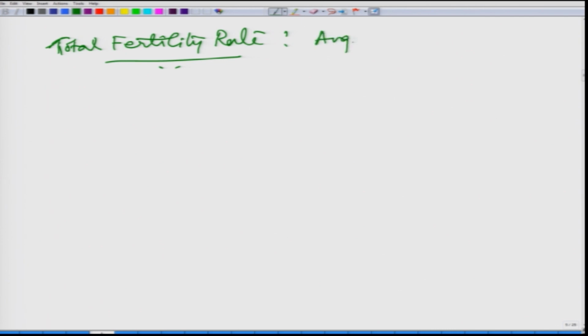I'm not telling you the definitions of different fertility or mortality measurements, but this total fertility rate, in a very simple form, is the average number of children per mother, or per woman of a particular age. Generally it's of a reproductive age, so I will just mention that, per woman in the reproductive age group.